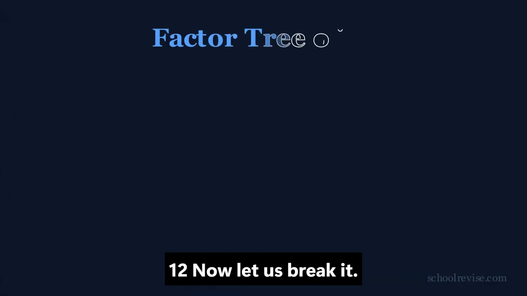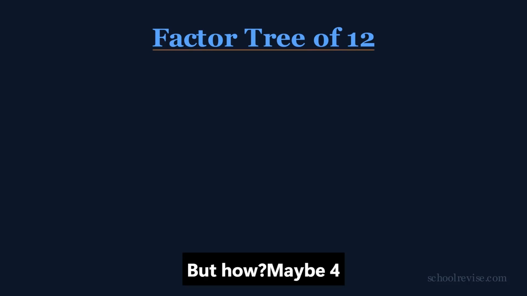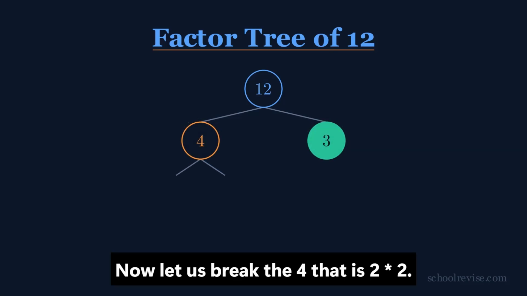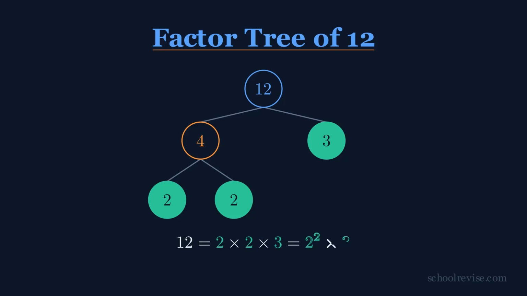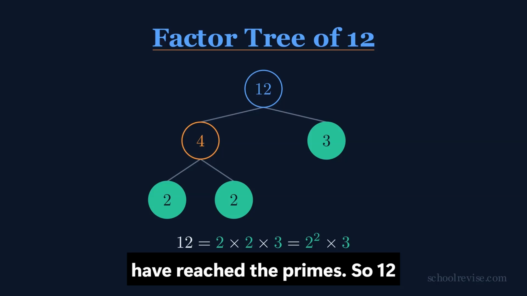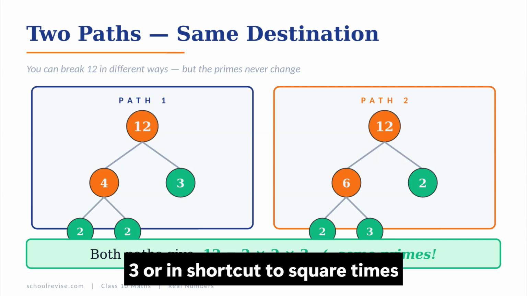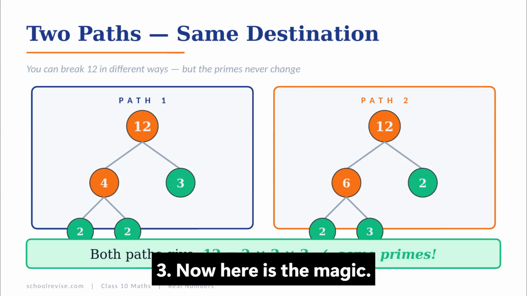12, now let us break it. But how? Maybe 4 times 3. Okay. Now let us break the 4, that is 2 times 2. Stop. 3, 2, 2. We have reached the primes. So 12 is equal to 2 times 2 times 3, or, in shortcut, 2 squared times 3.